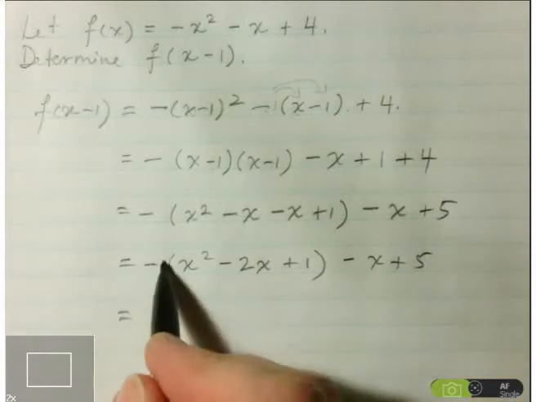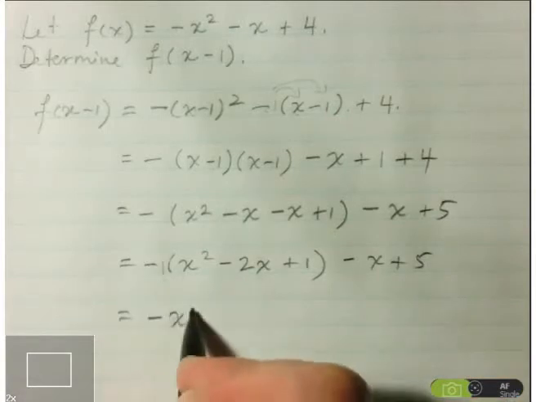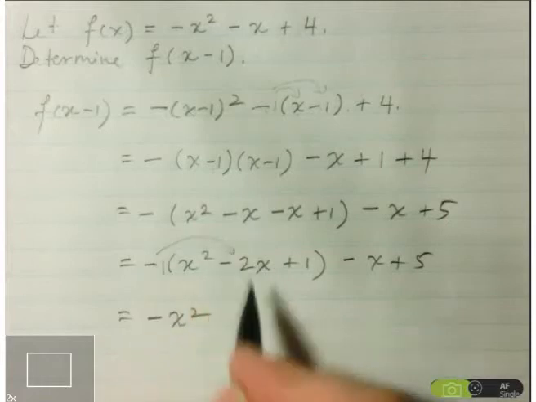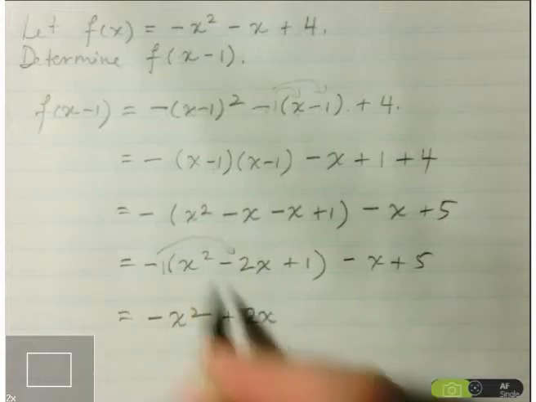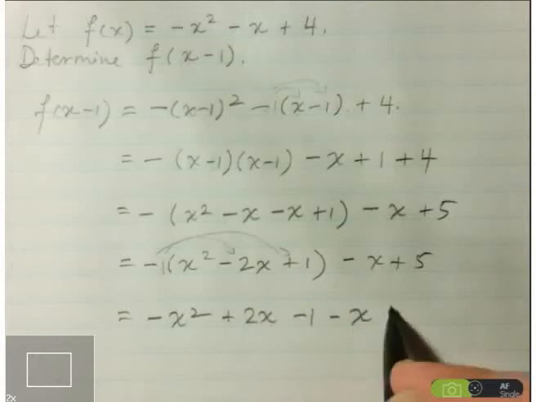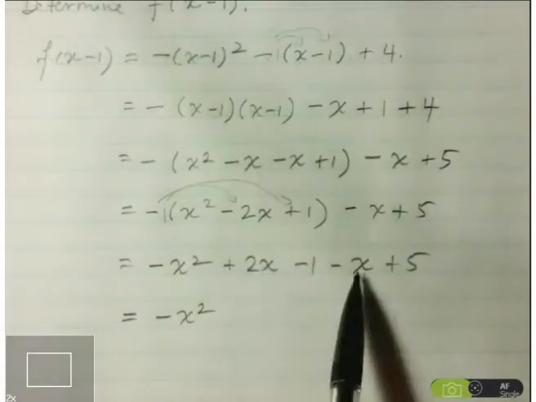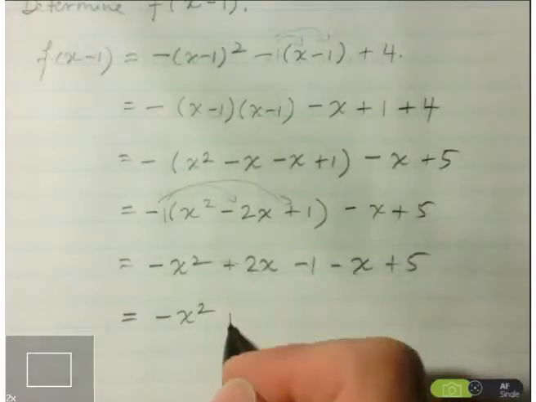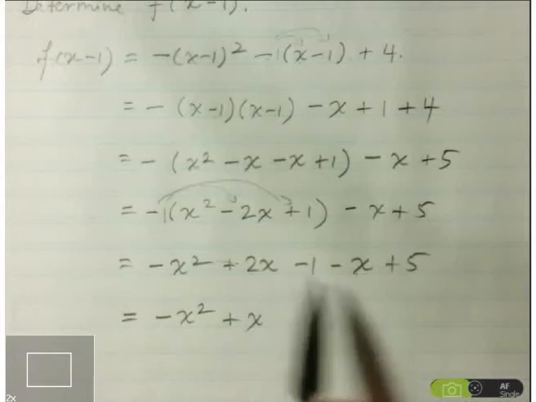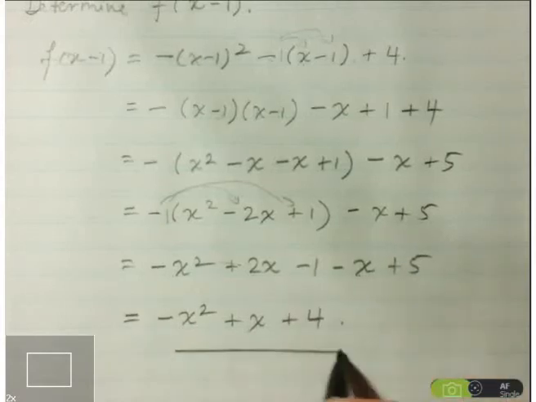And now let's distribute this minus 1 to everything in the bracket. So we have negative x squared plus 2x. Okay, and then minus 1, and then minus x plus 5. And the last step is to bring together all the like terms. So negative x squared, no other like term, but here I have 2x minus x, which just gives us x. And then negative 1 plus 5 is 4. And there you have it, the final answer.